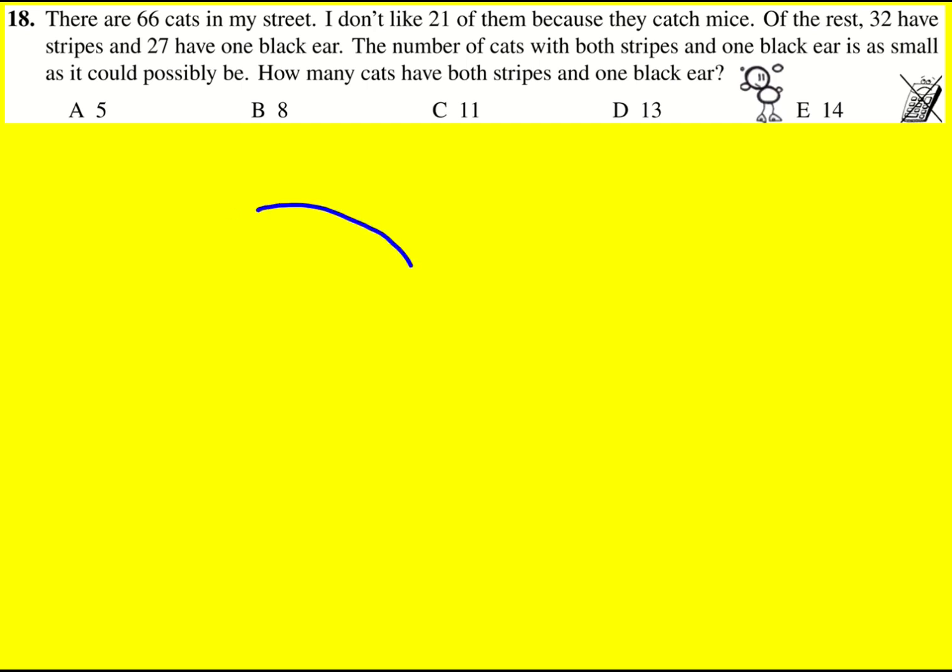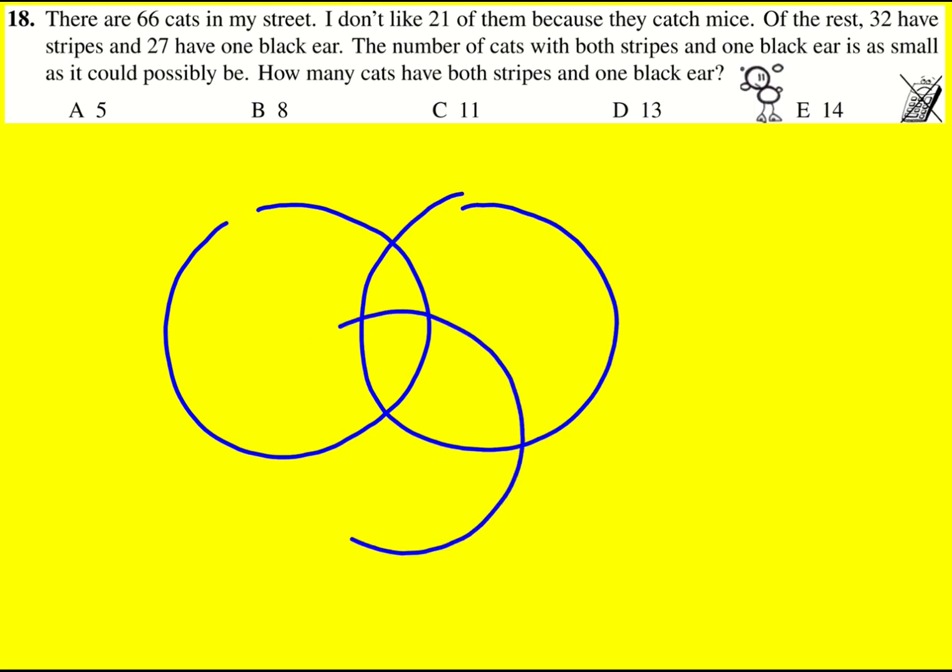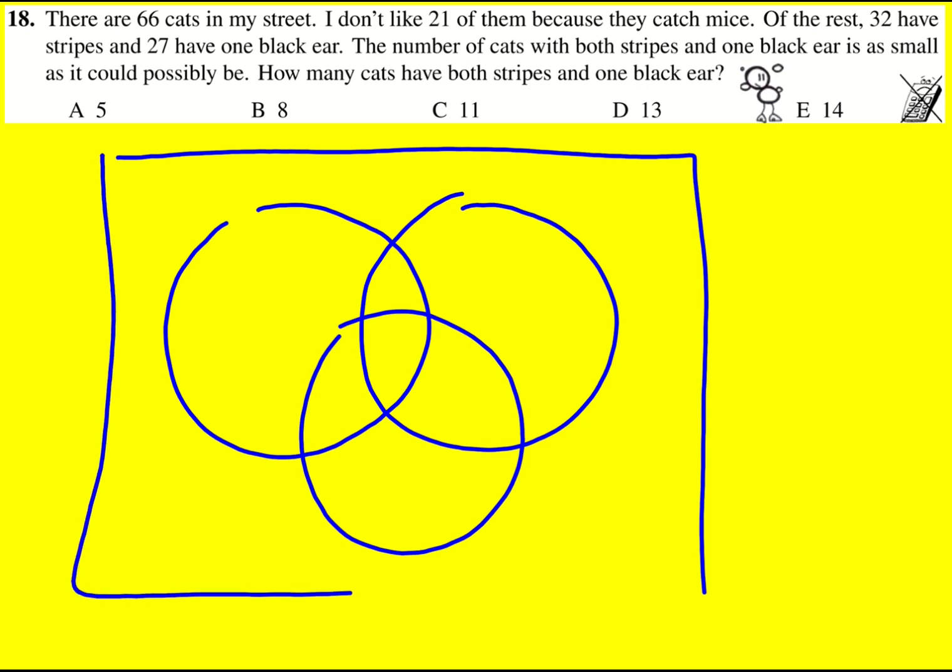A good shout when you've got multiple options and potential overlap, two things happening at the same time, is a Venn diagram. We've got three circles here because we've got those who catch mice, those who have stripes, and those who have a black ear. Or one black ear, I should say. So let's write that down. We've got mice, stripes, and black ear. And then potentially we've got some on the outside that don't have any of these traits.